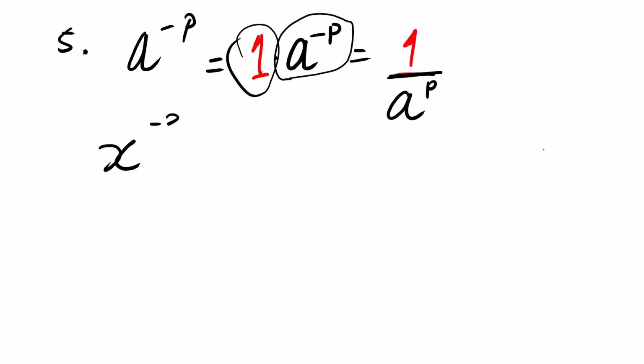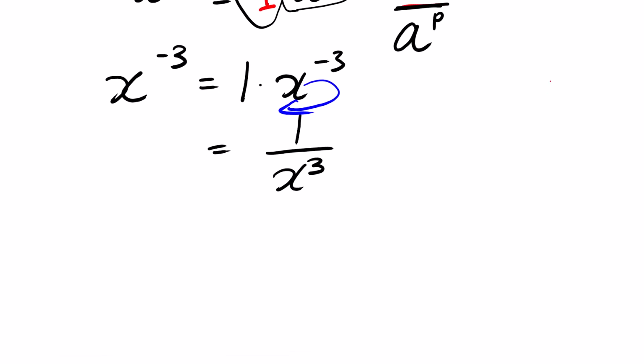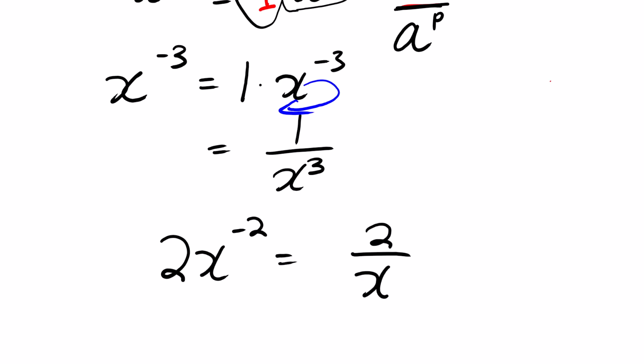Examples: x raised to the power negative 3 is the same as, since we can see that the coefficient is invisible, it means we have 1, so it will be 1 multiplied by x to the power negative 3. This is the same as 1 over x to the power 3. So what we are trying to do, we are trying to take this to the denominator level. Another example, 2x raised to the power negative 2. The answer will be 2 over x to the power 2.